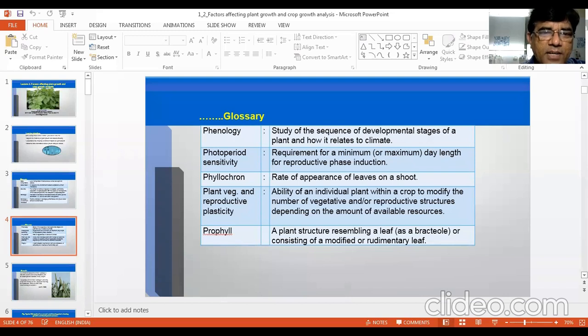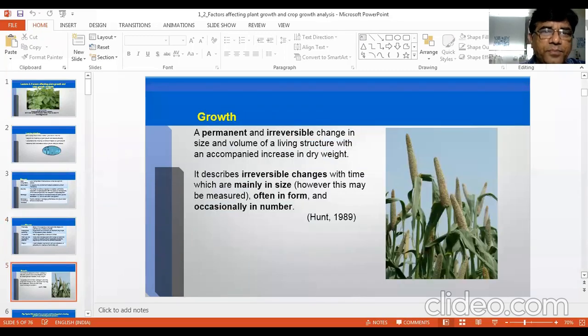Plant vegetative and reproductive plasticity: the ability of an individual plant within a crop to modify the number of vegetative and or reproductive structures. Plasticity here means flexibility depending on the amount of available resources. Then a prophyll is a plant structure resembling a leaf, such as a bracteole, or consisting of a modified or rudimentary leaf. So this was, in brief, some terminology you may come across in this lecture.